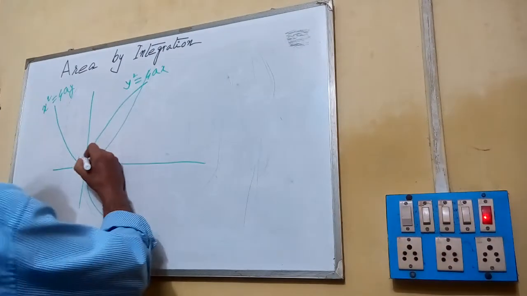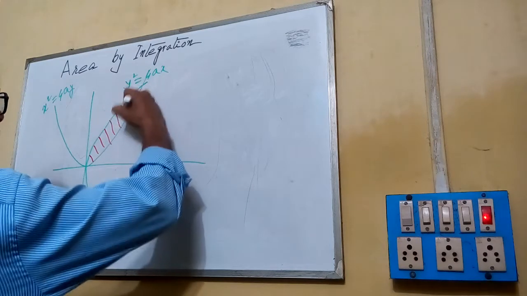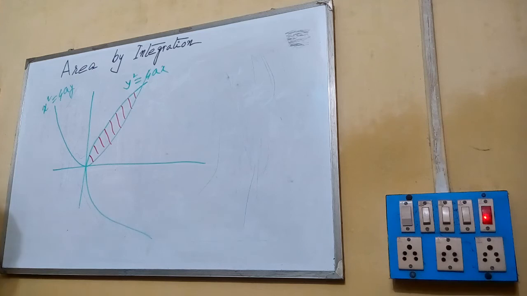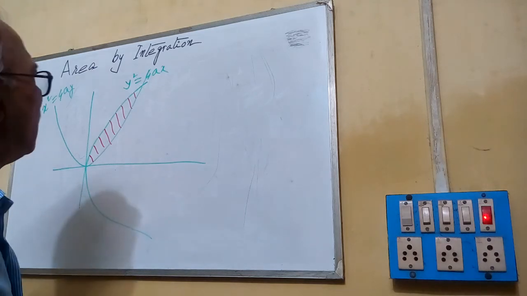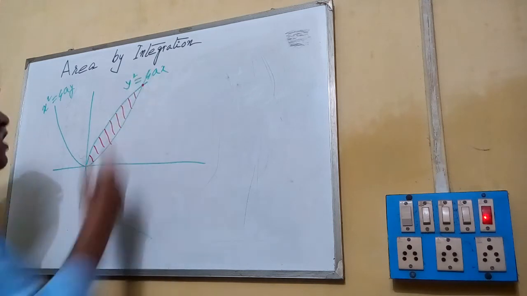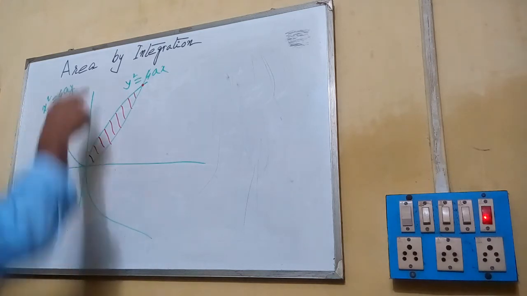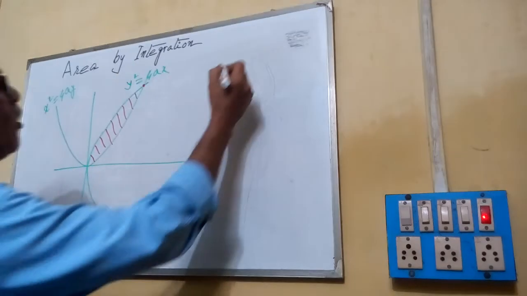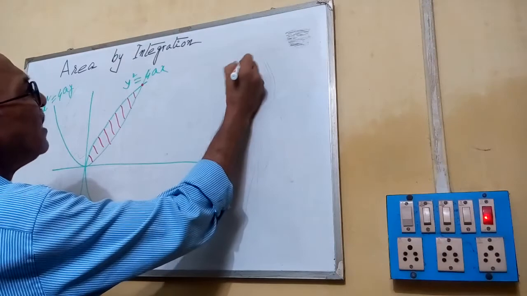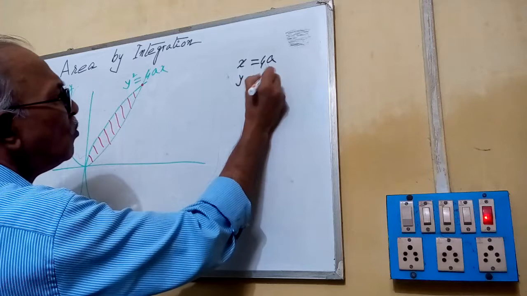That means this area. This is the area we are interested in calculating. How to calculate it? First, let us find the point of intersection of these two curves. We can easily solve these two equations, x square equals 4ay and y square equals 4ax. By solving these two equations, we easily get x equals 4a and y equals 4a.